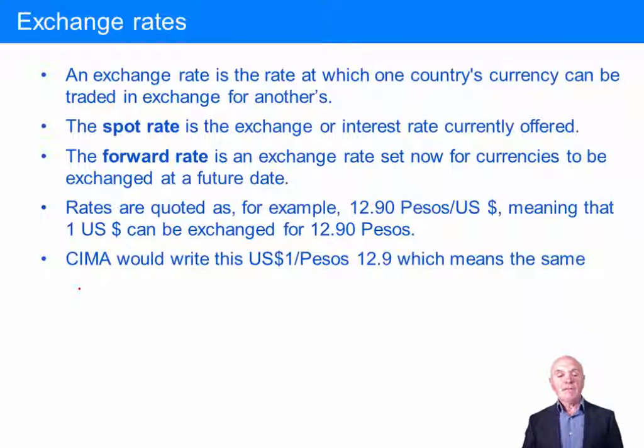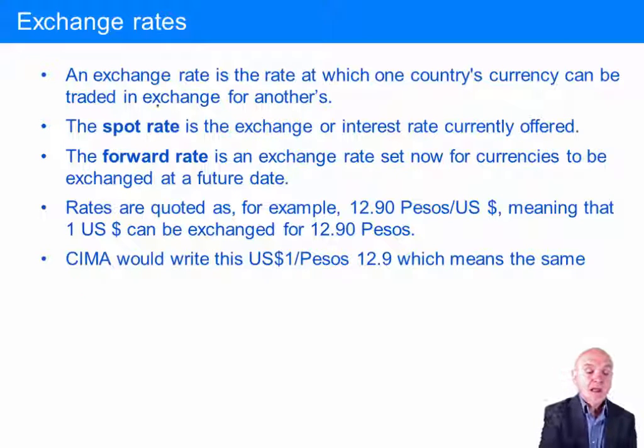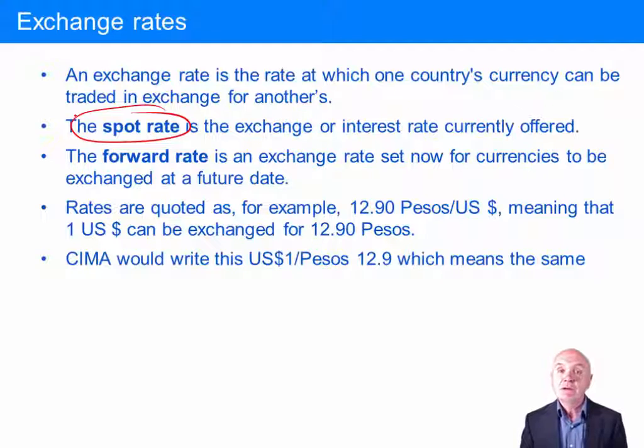Some terminology here: an exchange rate. An exchange rate is the rate that you change your money at, basically, and the spot rate. This is the rate you get today if you went to the bank. The forward rate is a rate which is promised and guaranteed for the future. So you can go to your bank and say, I'm coming along in a month's time with some pound sterling. I want to translate it into dollars. What rate will you promise me?